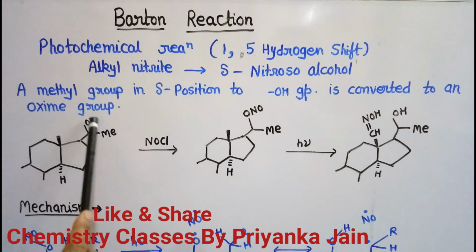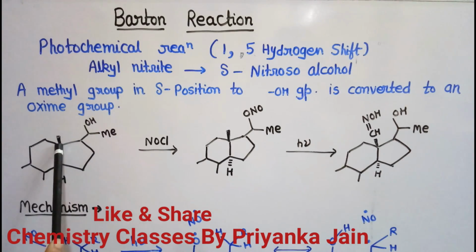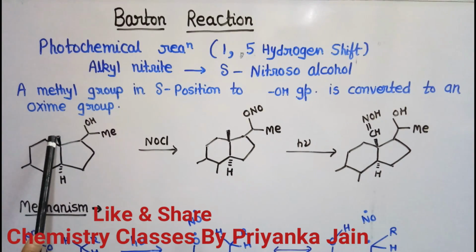Suppose there is an OH group here and its positions alpha, beta, gamma and delta. This is the carbon atom and the three hydrogens are attached here. So those hydrogens are delta hydrogens. So one of them, this hydrogen, can be shifted here.